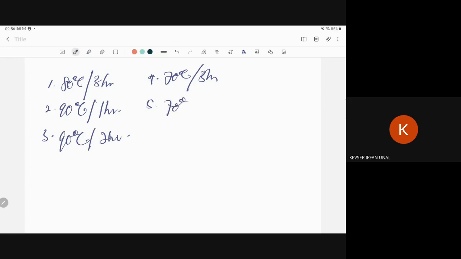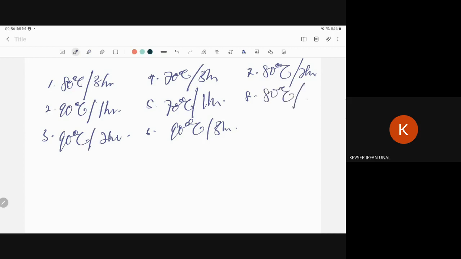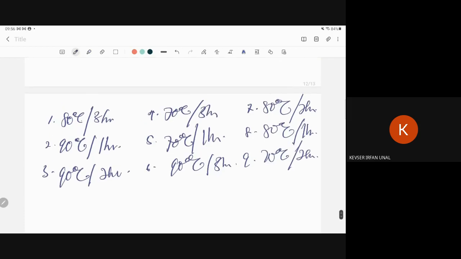Five, 70 degrees C, 1 hour. Six, 90 degrees C, 3 hours. And seventh is 80 degrees C, maybe 2 hours. Eighth will be 80 degrees C for 1 hour. And then lastly will be 70 degrees C for 2 hours. So that will be your run sequence, run order.